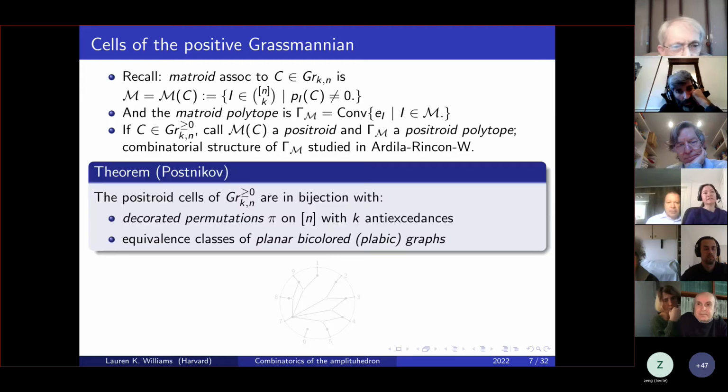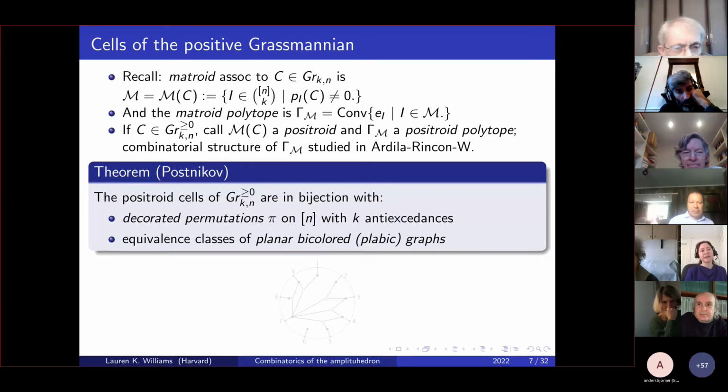For the purpose of this talk, one of the most important things about the positroid cells is that they're in bijection with some nice combinatorial objects. One of them is decorated permutations on 1 through n with k anti-exceedances. And actually the object I'll talk about most in this talk are planar bicolored, or plabic, graphs. Postnikov's theorem says we can describe all of the positroid cells of the positive Grassmannian using these nice combinatorial objects. And so on the next slide, I'm going to explain how to read off a positroid cell from one of these graphs.